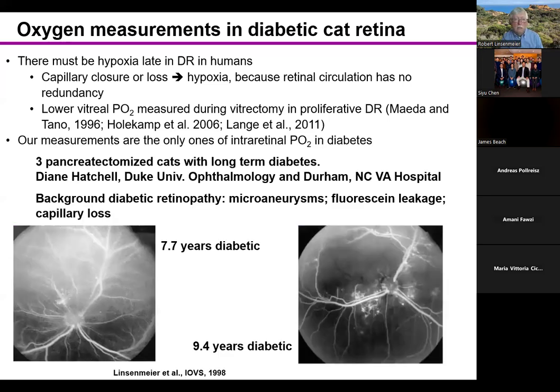There are also measurements that show lower vitreal PO2 that have been measured during vitrectomy in proliferative diabetic retinopathy. And that's what we know about humans. Our measurements, however, are the only ones of intraretinal PO2 in diabetes. And we started with cats.